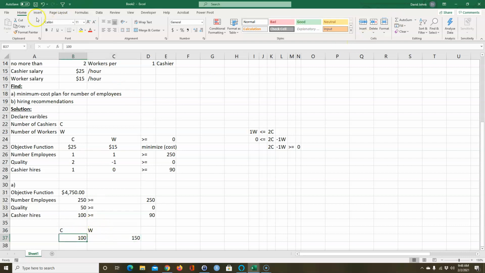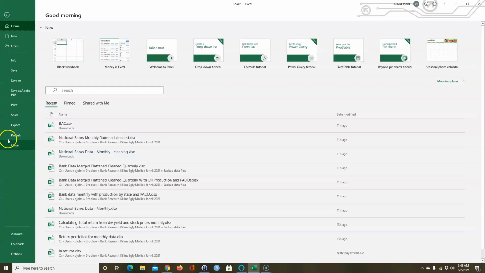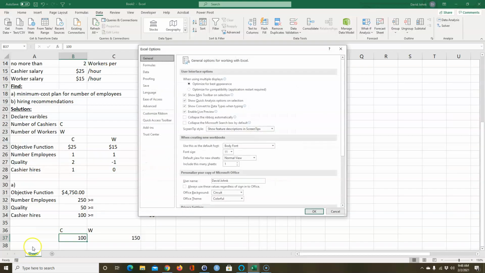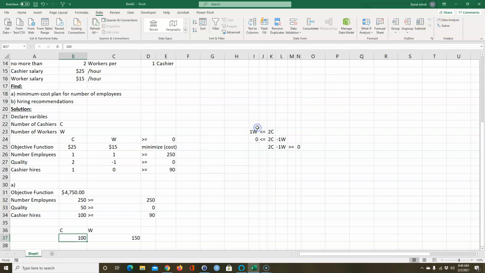So I'm going to go to the Data tab, and you should have Solver here. If you don't have Solver, you have to go to File, and then Options, and then Add-ins, and then go to Go, and you have to click Solver and go OK. I'm not going to click and go OK because I already have it. You're not going to have that showing. If Solver is not here, that's not going to be clicked. You're going to click that and go OK. I'm going to cancel because I already have it.